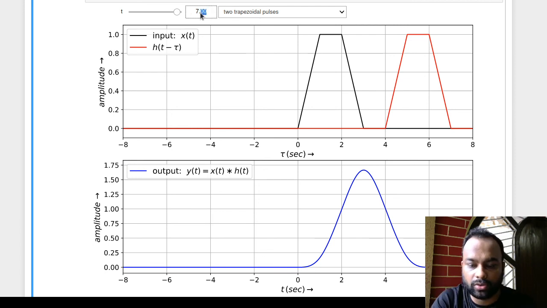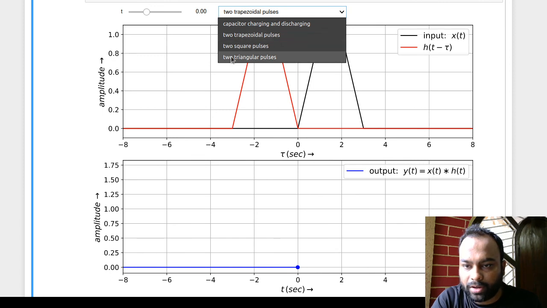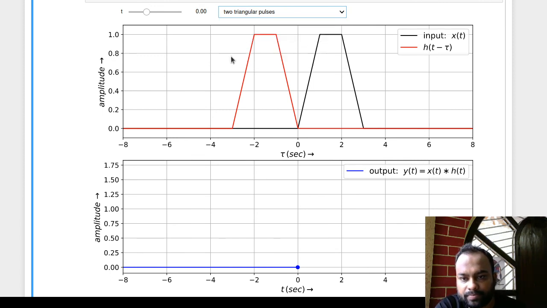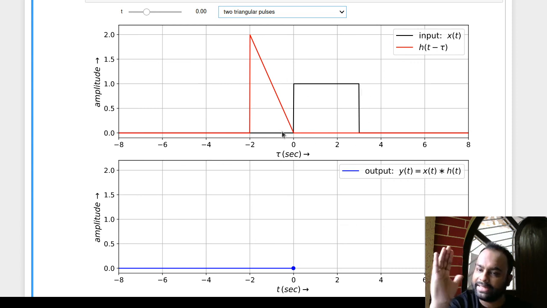Let's set it back to 0 again, and say two triangular pulses. The name is wrong. One triangular pulse, one rectangular pulse. So this is the impulse response of a system, and this is the input to the system. Again, this is the flipped version of the signal, otherwise the signal would look somewhat like this. So we are again trying to find the convolution of these two signals.